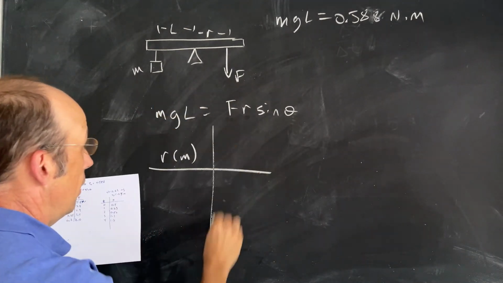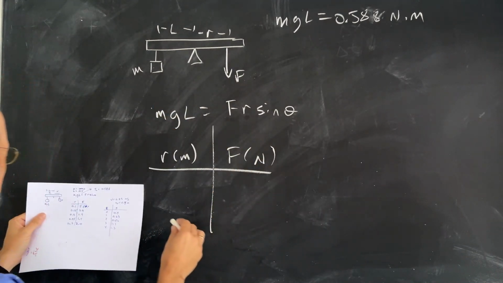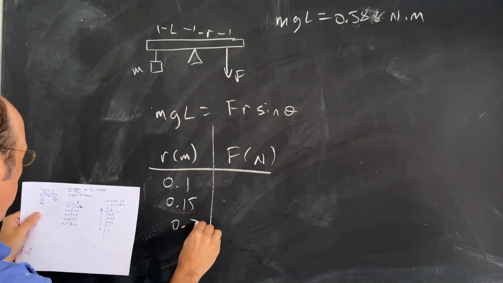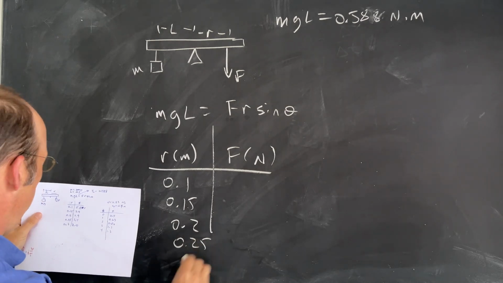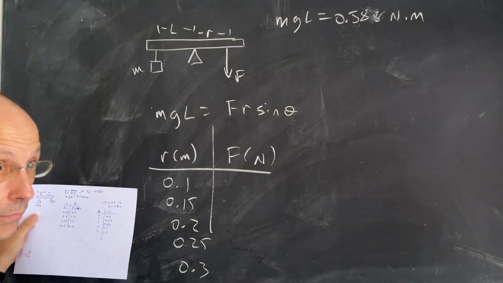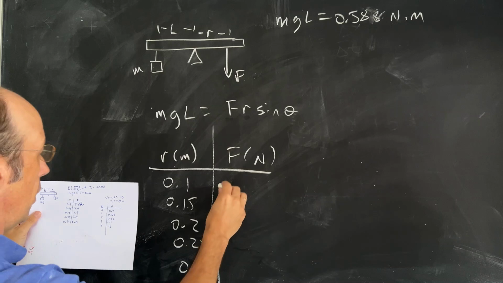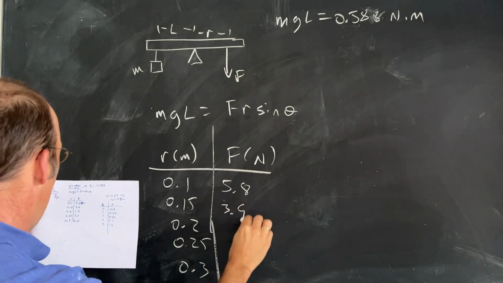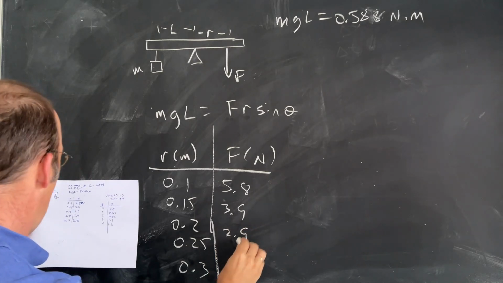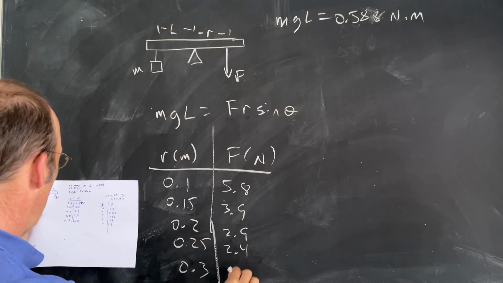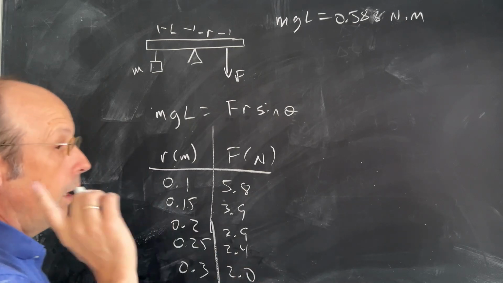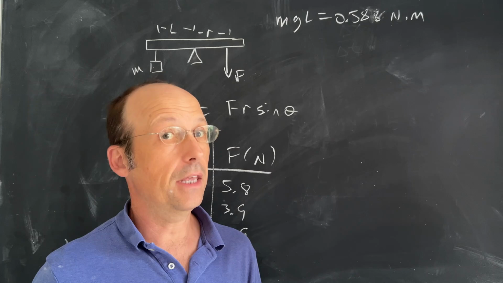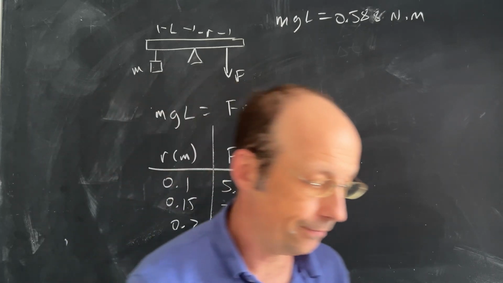So here's my R, here's my F in newtons, and I get 0.1, 0.15, 0.2, 0.25, 0.3. I barely made it in there. And then the forces were 5.8, 3.9, 2.9, 2.4, 2.0. Let me go ahead and make a graph that would be very common to think of, and I'll show you what's wrong, and then we'll make a better graph.